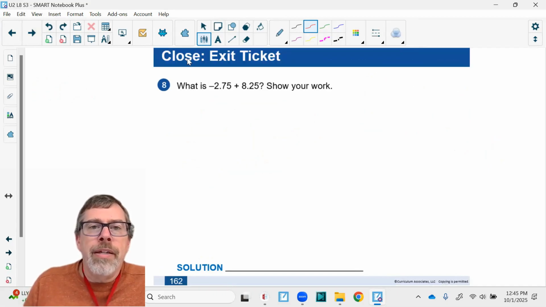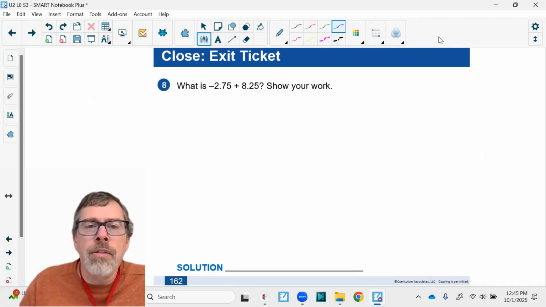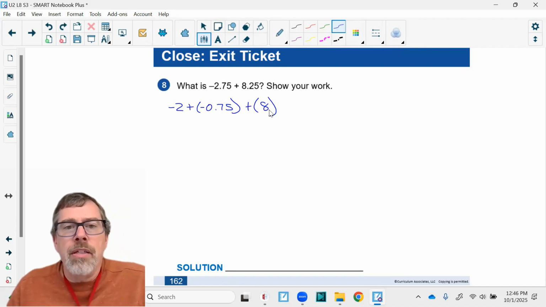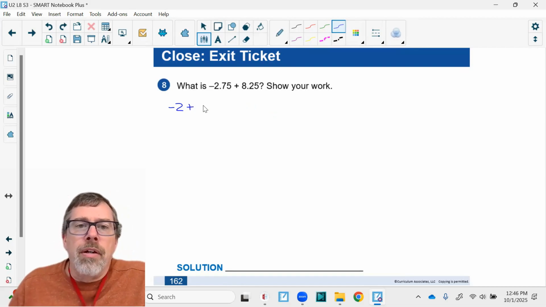Finally, we do the exit ticket. So again, pause the video, see if you can do this, and then check your answers. Okay, you unpaused. Okay, here we go. I'm going to split this integer, negative 2, plus the decimal, 0.75, but that is also negative. Whoops. Plus a negative 0.75 plus 8. I don't need parentheses. It's positive.